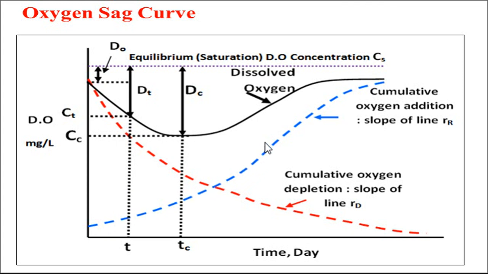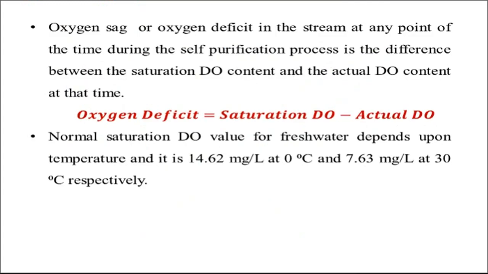So this is the blue line like this, and there is a red line, where the depletion of DO takes place. If the natural conditions are not favorable, then DO goes on depleting. It is called cumulative oxygen depletion, and R0 is the slope of this particular line. So in the next slide we are studying oxygenation and deoxygenation terms.